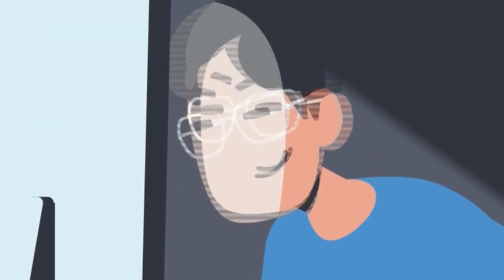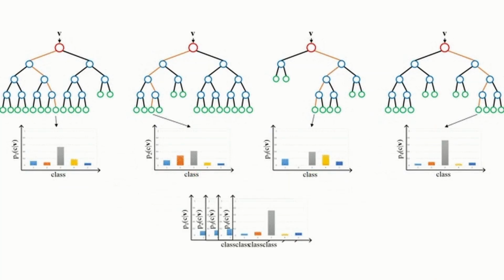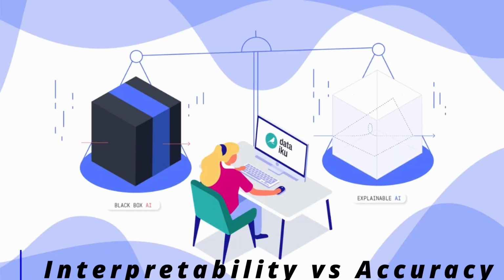Then you have models like random forests and XGBoost, which often give you higher predictive accuracy, sometimes significantly so, but they can be more like black boxes. Harder to understand the internal logic. So it depends on the job, interpretability versus accuracy. Exactly.